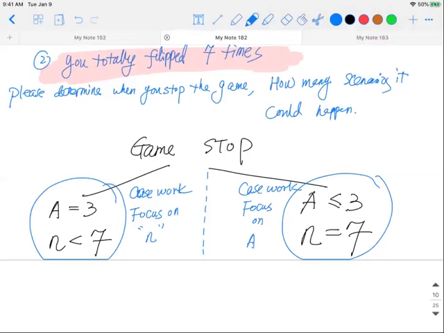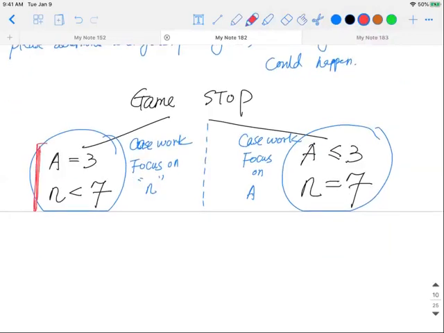Can't A equals 7 and N equals 7 and A equals 3 happen at the same time? Yes, they can. It is quite possible that the 7th time you happen to get A equals 3 and you happen to just hit your last limit. It is quite understandable, all right? Okay, we're on the same page. Let's dive into the first scenario.